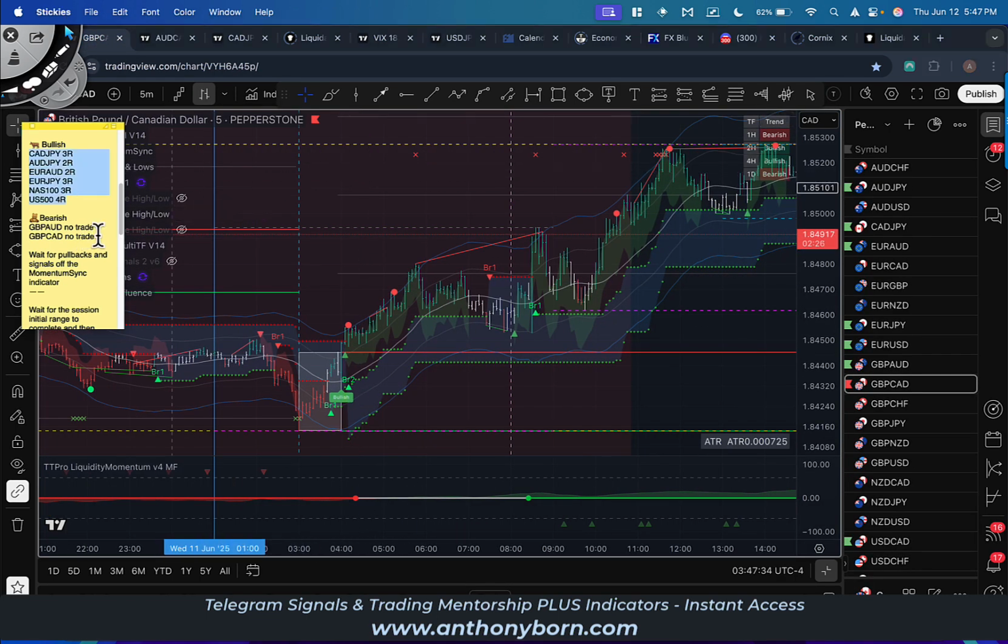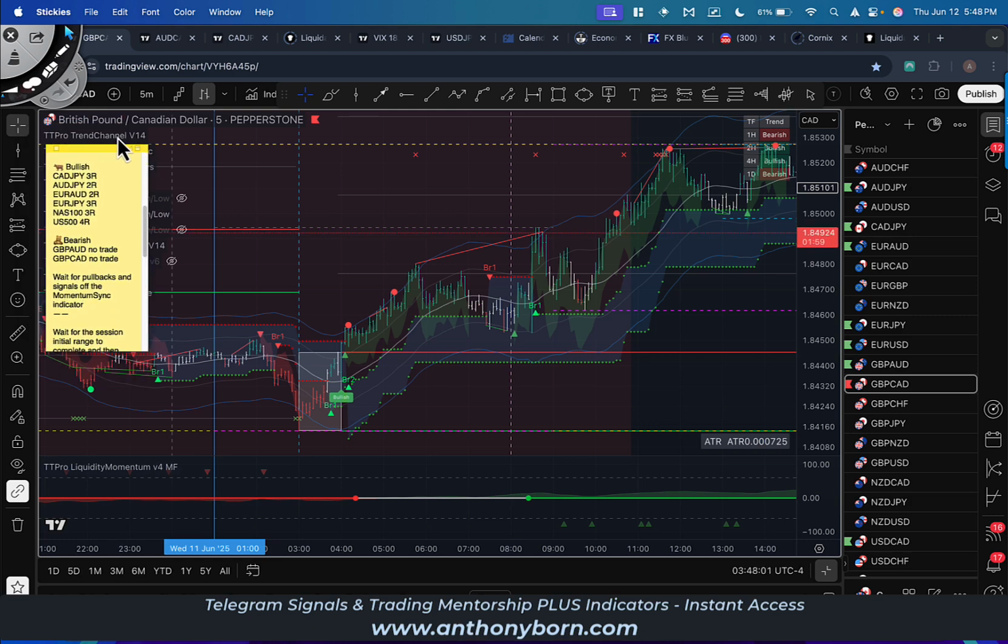Right, so this was what I posted into VIP yesterday. This was the watch list. So we've got another watch list today, guys. Okay, let's just see what we can do with that. And the rule is wait for the pullbacks, and the signals off the momentum sync indicator or the trend channel indicator up here.